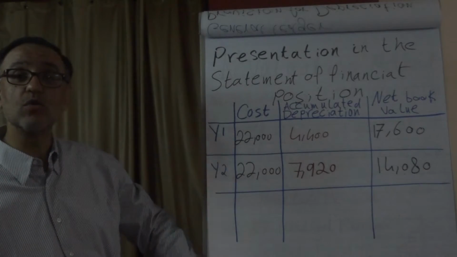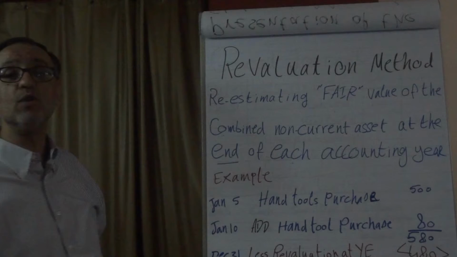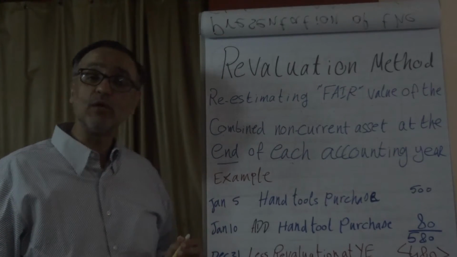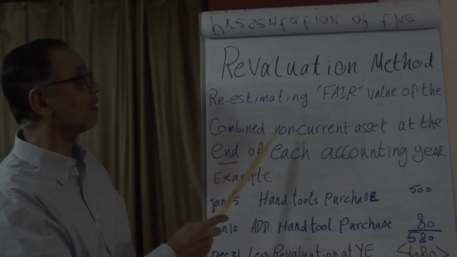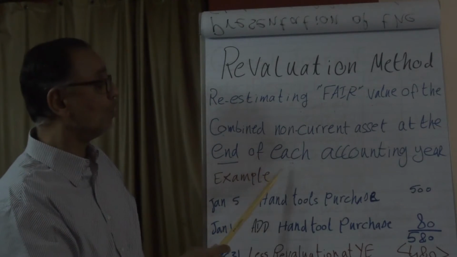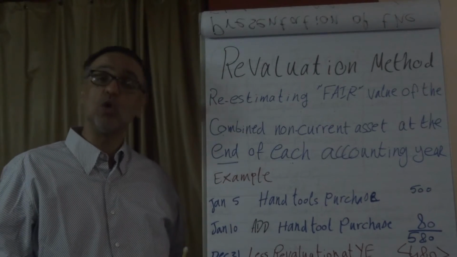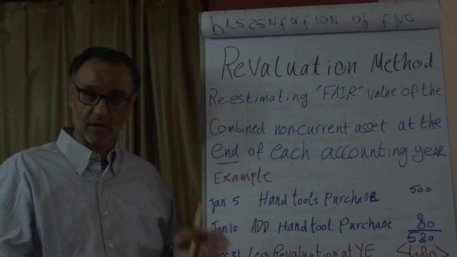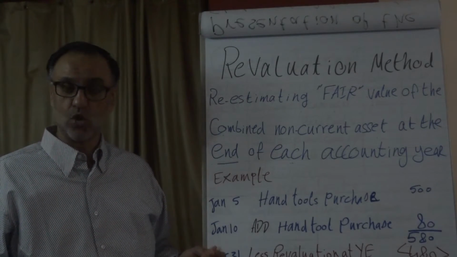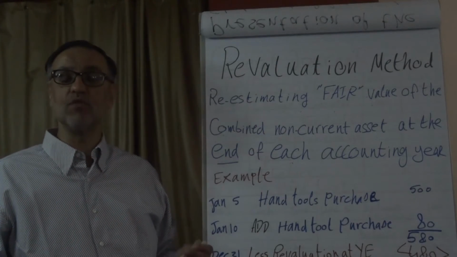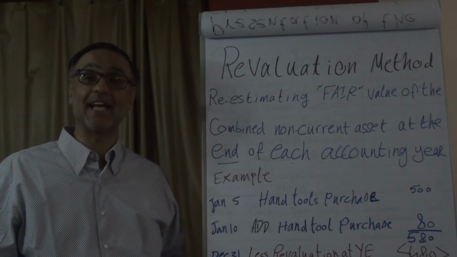Remember we said there was a third method to calculate depreciation, that's revaluation. The revaluation method is re-estimating the fair value of the non-current asset at the end of each accounting year. So at the end of each accounting year, we estimate the fair value of the non-current assets, and accordingly we adjust the cost of the asset. So the transaction is not touching the provision for depreciation account, but rather it is touching the asset account itself.